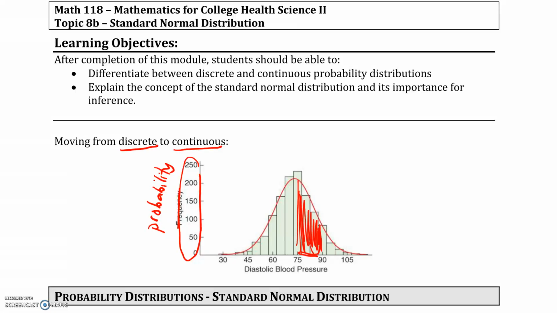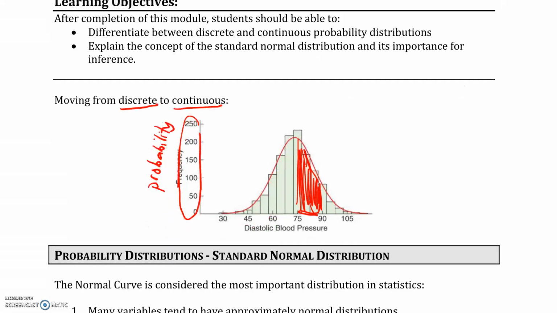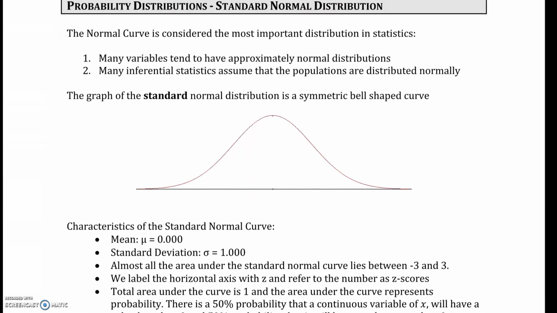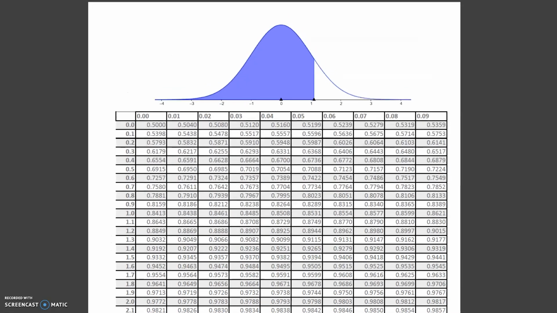For a continuous model, what we're going to be looking at again is the area underneath the curve between two values. Okay, so to get started with that, we're going to be looking at what we call the standard normal distribution. The standard normal distribution is used because there are many variables that seem to have a symmetric bell-shaped curve to them. We have tables that we will be using to calculate probabilities based on a standard normal distribution.